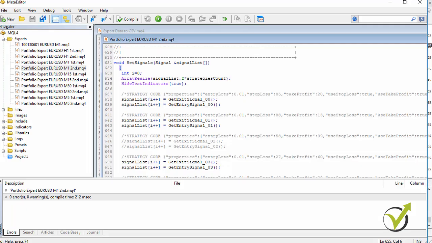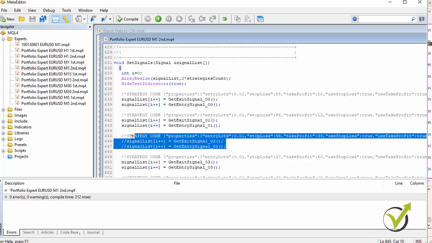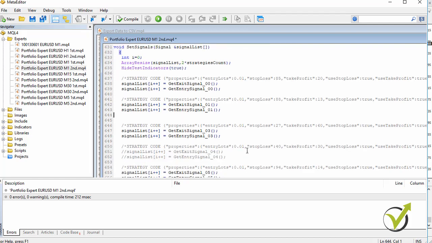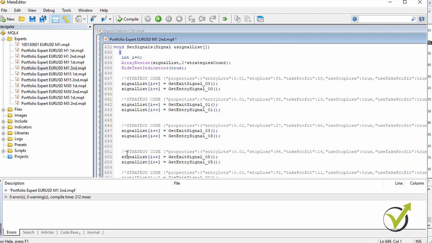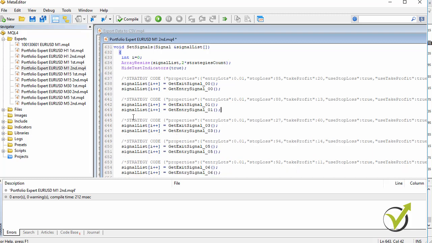And one more thing here: when I make it a comment, and if I drag this expert advisor later back into EA Studio to recalculate it, it will still be inside. If you really see that this strategy is losing, what you can do is delete it. If I delete these rows, this strategy, and these rows and this strategy, these strategies will be removed totally from the portfolio expert advisor.